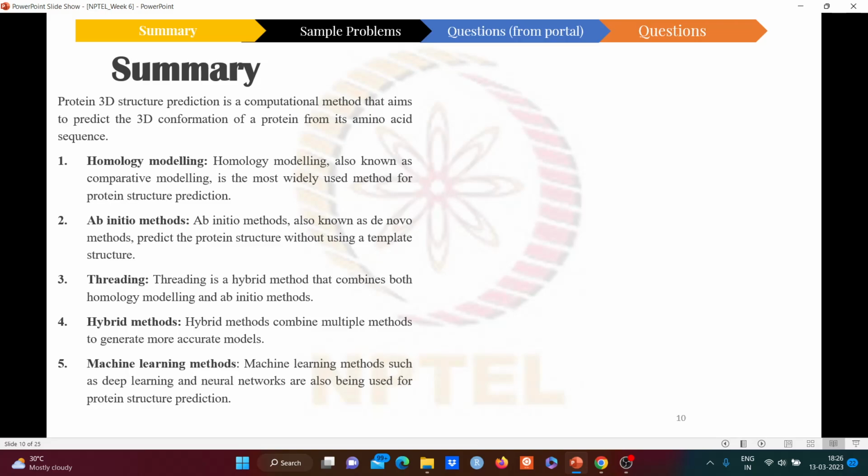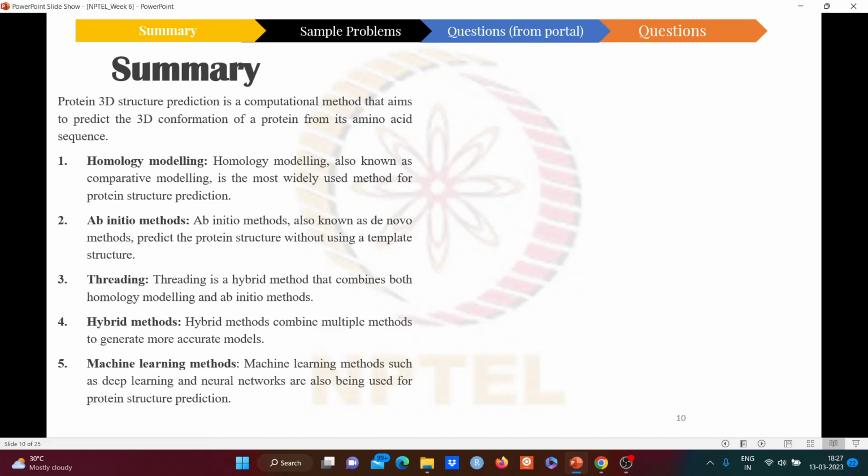Next are the ab initio methods, which are also called de novo methods, which predict the protein structure without using a template structure. These methods use a physics-based approach to predict the conformation of a protein by optimizing its energy landscape. The method is computationally intensive and requires a large amount of computing resources, but it can be applied to proteins with no known homology to any structure. Ab initio methods can generate a model with low accuracy, but their accuracy can be improved by combining them with experimental data.